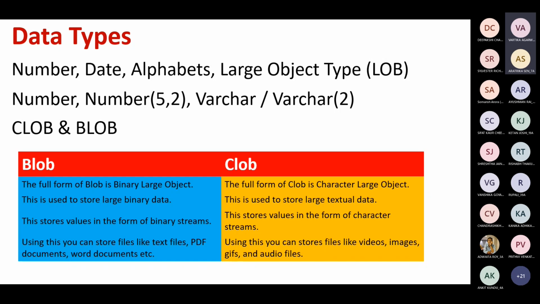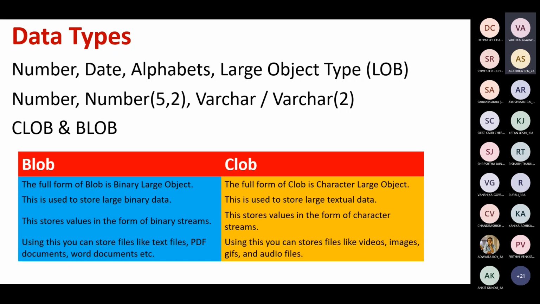Before discussing large object type, how you are going to represent this in your SQL, especially in Oracle: first, number would be simply number. Suppose if it is a float, then number of 5 comma 2. 2 means number of decimal places, 5 is the total number of digits. Suppose 14.21, for which the data type would be number of 5,2.